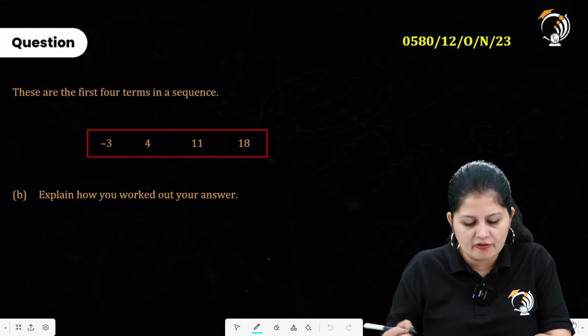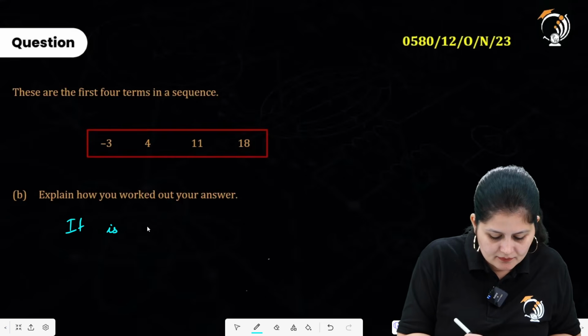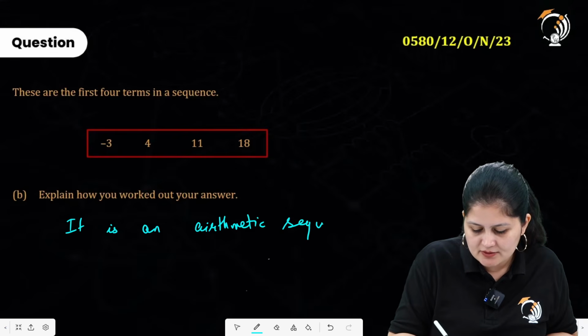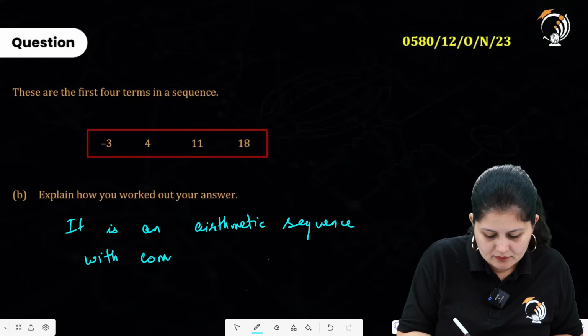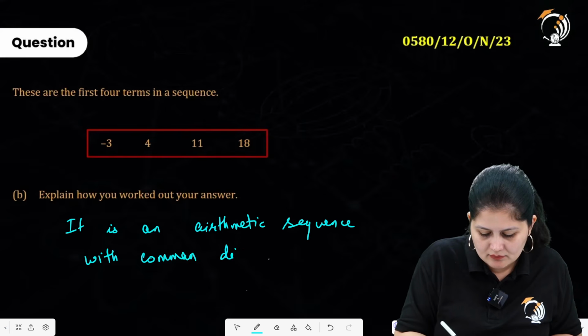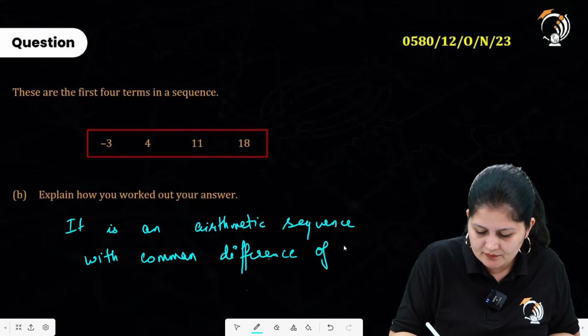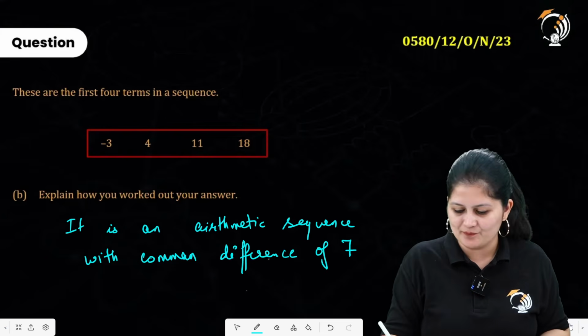So, now how did we work out our answer? It is an arithmetic sequence with common difference of 7. Clear? So, this is how we have worked out our answer.